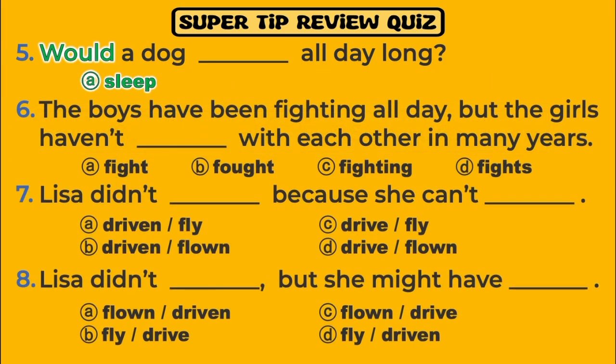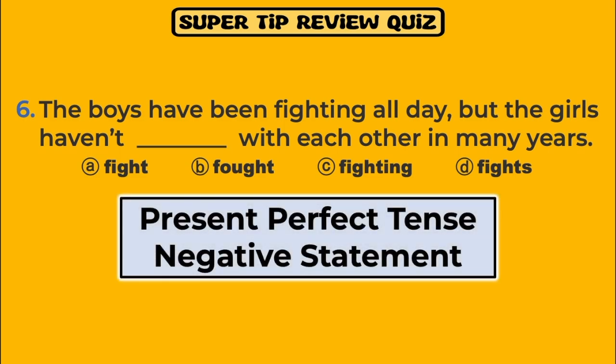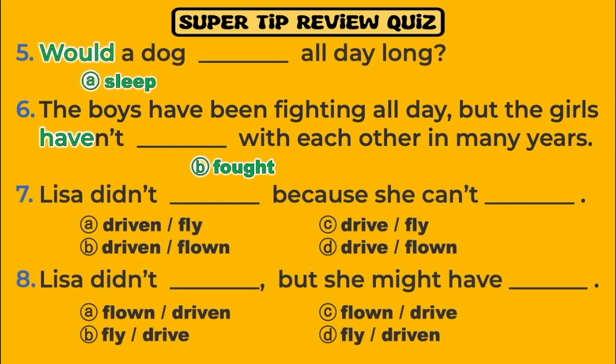Okay. Number 6. The boys have been fighting all day, but the girls haven't fought with each other in many years. All right, this one is a present perfect tense, and it's a negative statement. It has a not in there, haven't. Okay, but the key point is the have. Have is our helping verb. Have is the signal. Have, what's our rule? Have plus verb 3. Beautiful answer.